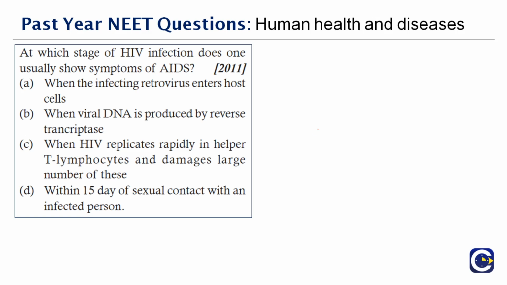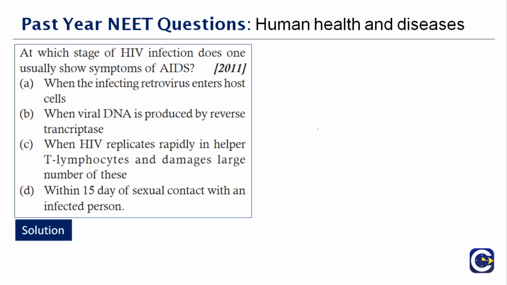At which stage of HIV infection does one usually show symptoms of AIDS? Very easy question. I think this is a repeated question for us. Let's analyze the statements here. When the infecting retrovirus enters the host cell, no. When viral DNA is produced by reverse transcriptase, no. When HIV replicates rapidly in helper T lymphocytes and damages a large number of these. Therefore, the right answer is option C.